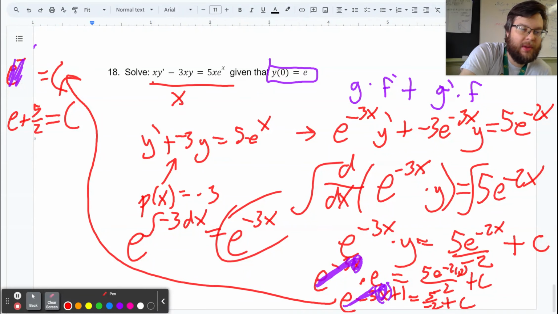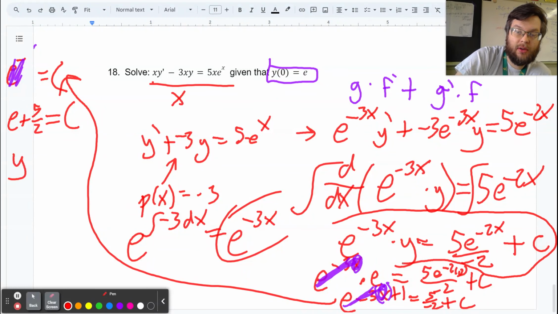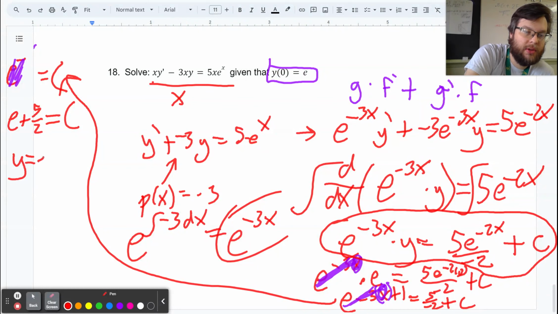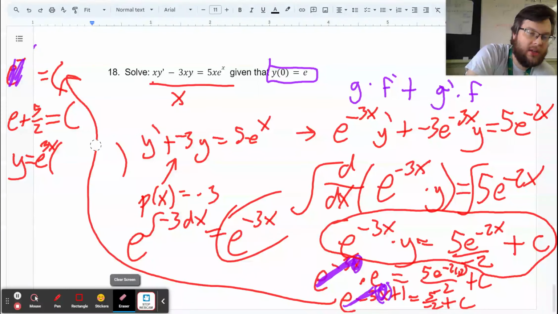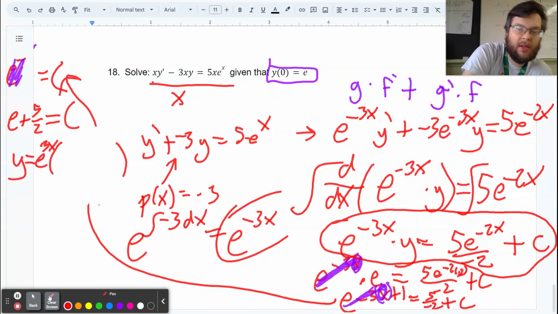And so then I can write my final answer going back to this version of the equation and then dividing by e to the negative 3x, which is the same as multiplying by e to the positive 3x. So e to the positive 3x, I'm going to get rid of this just to give me space. And then I have 5 over negative 2 e to the negative 2x plus c, like that.